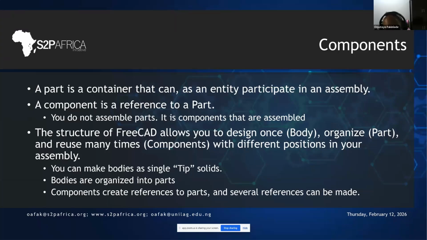So once a part is defined, you can bring several copies of it to an assembly, and then you can move them about and use joints to constrain them, but they are still the same part. You can make bodies as single solids. Bodies are organized into parts. Components take references to parts, and several references can be made.